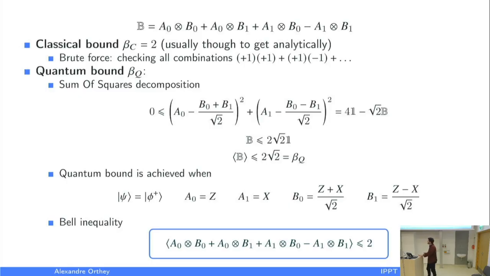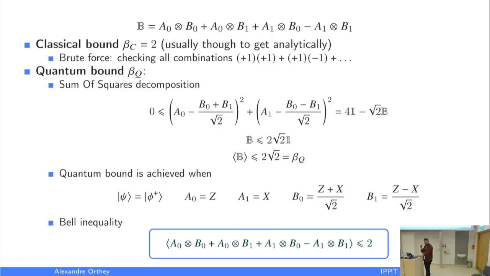So now we have to calculate the classical bound and the quantum bound: what can be reached classically and what can be maximally reached quantumly. To calculate the classical bound, you can use brute force. Sometimes it's quite hard to do it analytically. Most of the time, it's quite hard to find it analytically. So we do it simply by trying all the possible combinations. You put there plus 1 times plus 1 minus plus 1 times plus 1, and you go. Then you see that the maximal value, classically, is going to be 2.